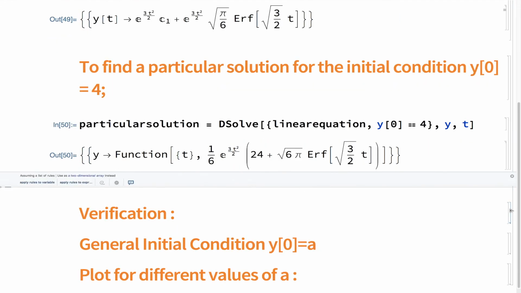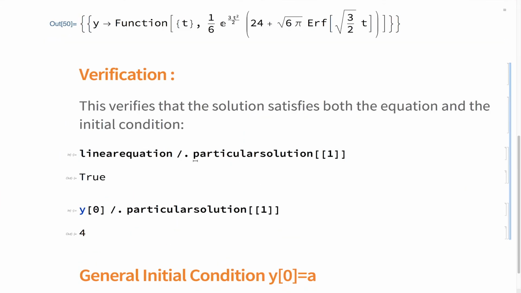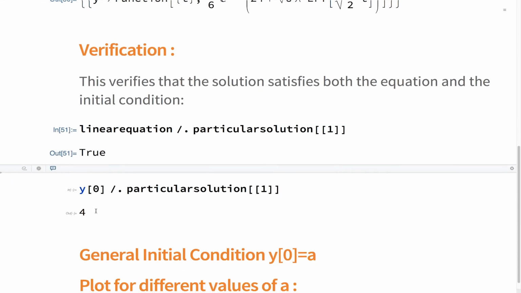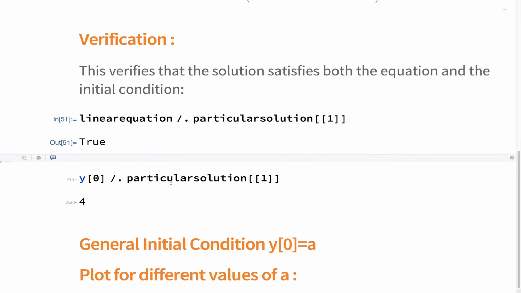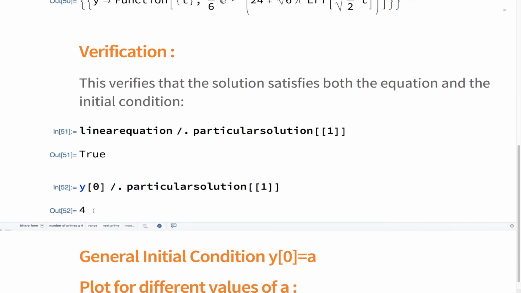We can verify the solution by replacing it with the particular solution, or by replacing with the initial condition of 4 on this, and see if the result was correct. And yes, it says that the initial condition for this particular solution should be 4.